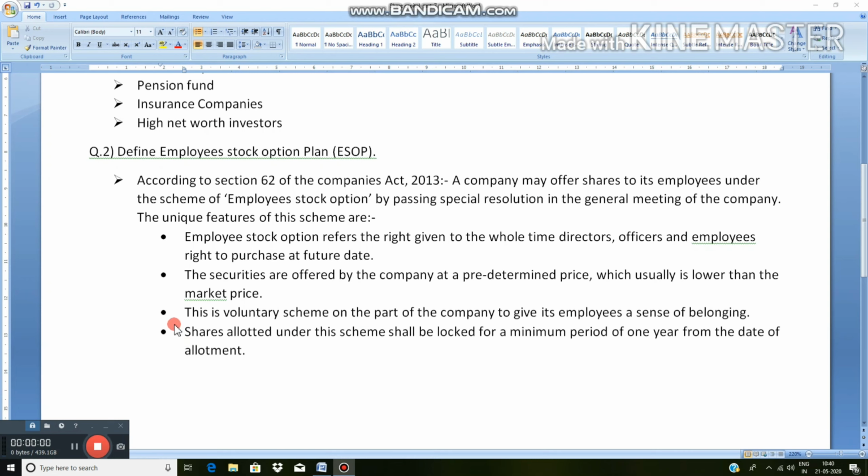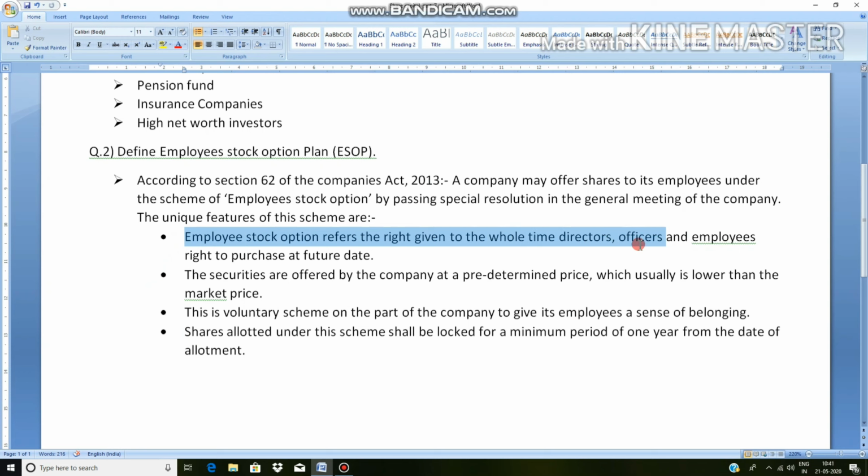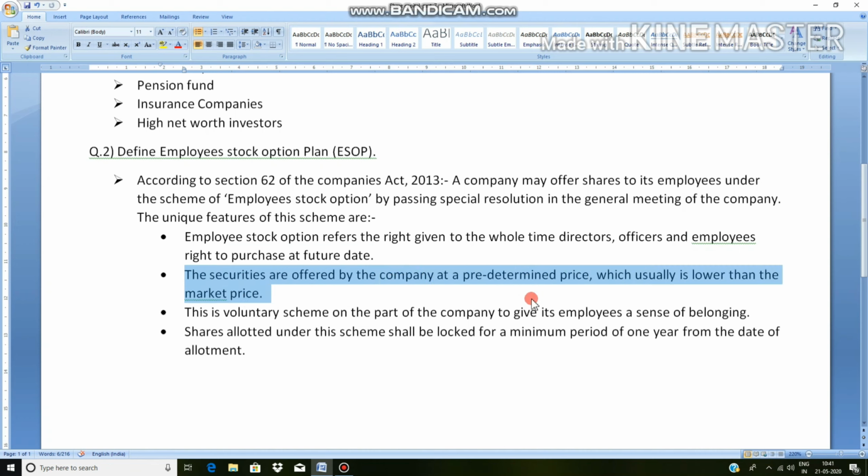Let's start. The very first point is that employee stock option refers to the right given to the whole time directors, officers and employees to purchase at a future date. Now we are moving to the second point. The securities are offered by the company at a predetermined price which usually is lower than the market price. It means it is a preset price for their directors, officers, employees at which they can purchase, and which is usually lower than the market price which is generally issued to the public.